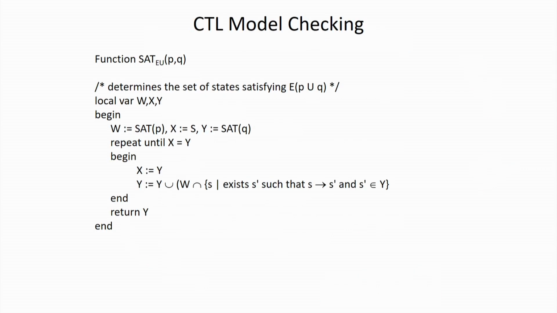Now, we have another operator called E until. That is, P until Q, or there exists a path P until Q.